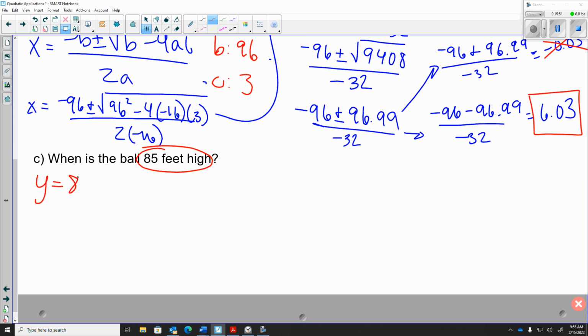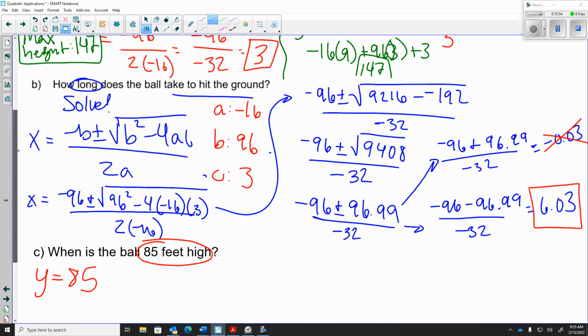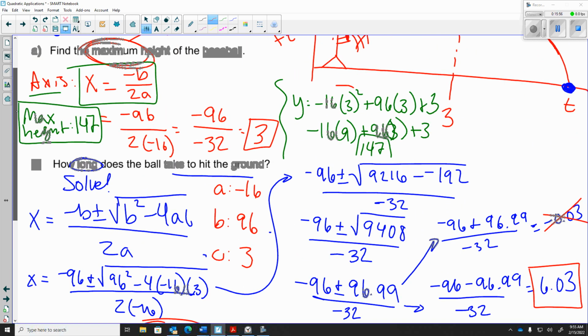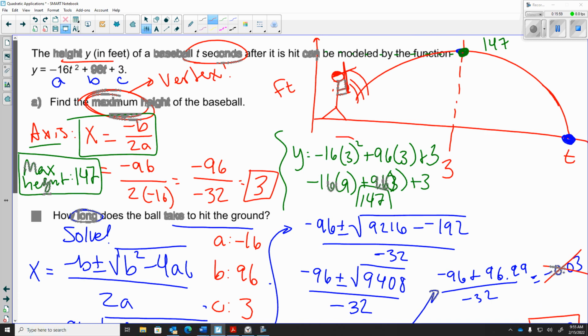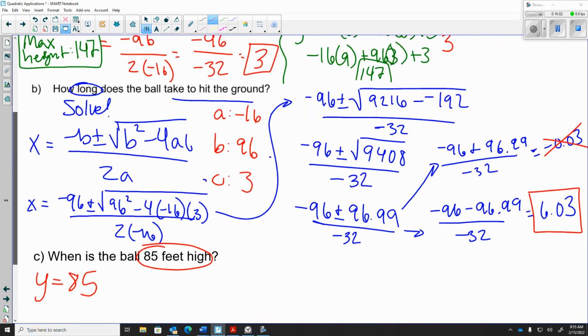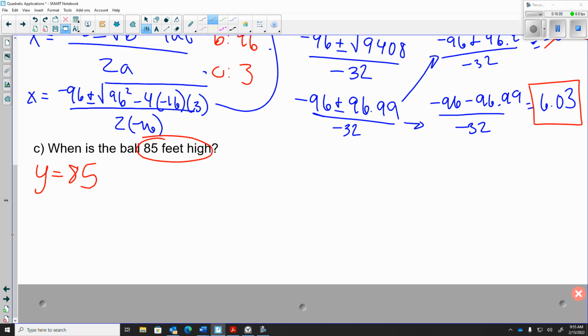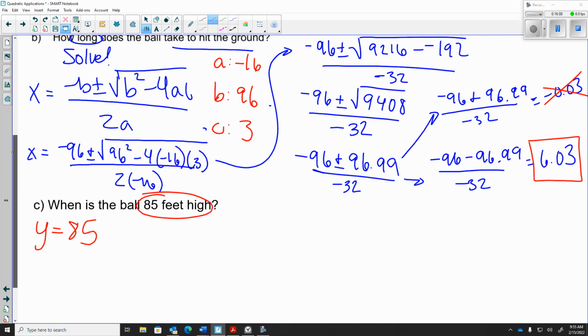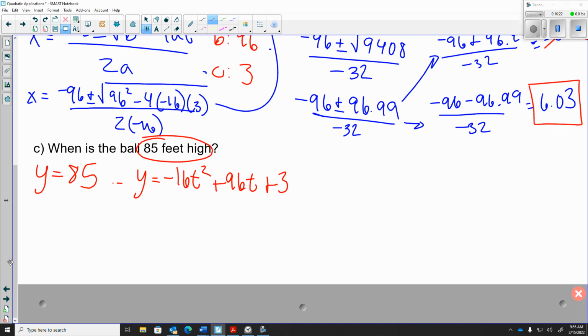So what do you think we're going to do? Plug in y to your equation. Okay. So where is the equation? Do I have it written down somewhere? I'll just write it again. It's y equals negative 16t squared plus 96t plus 3. So I got to take 85 and plug it in for y. 85 equals all this stuff. Now I need to solve that.